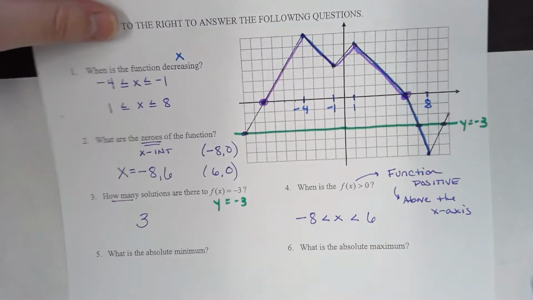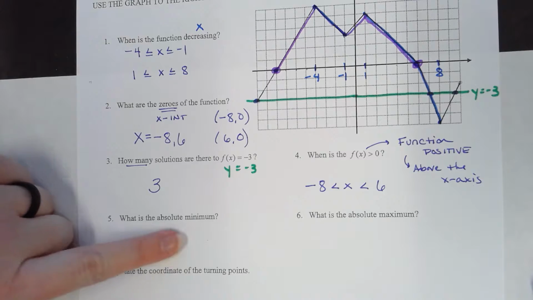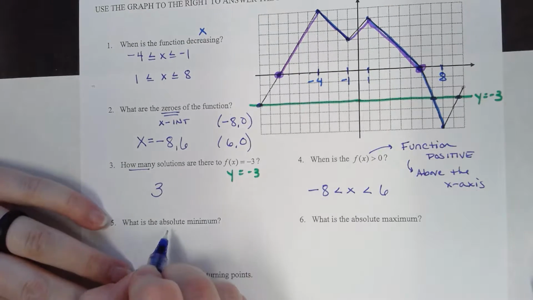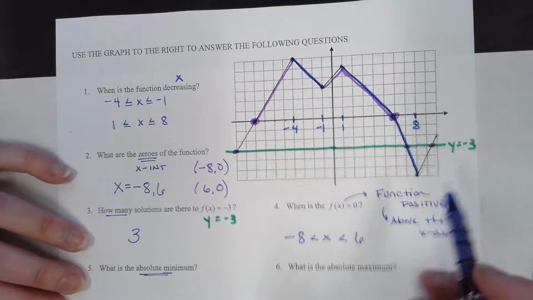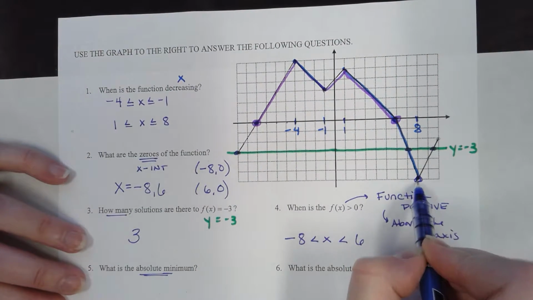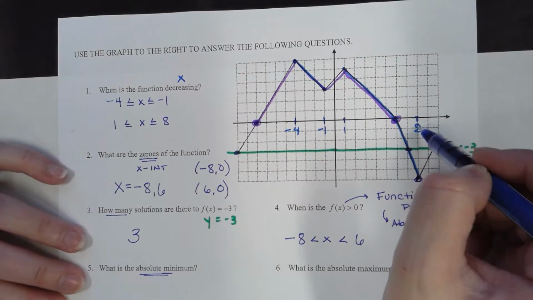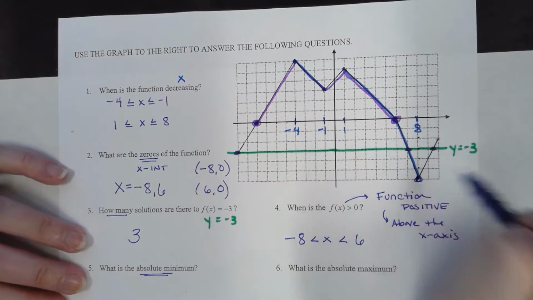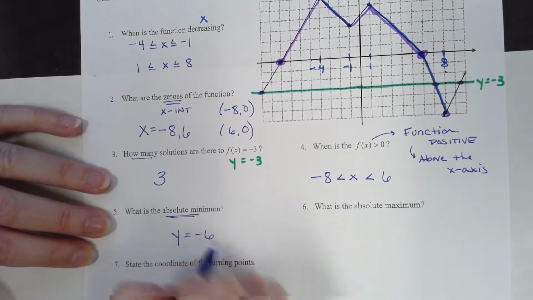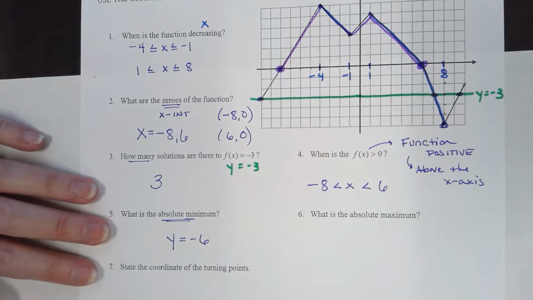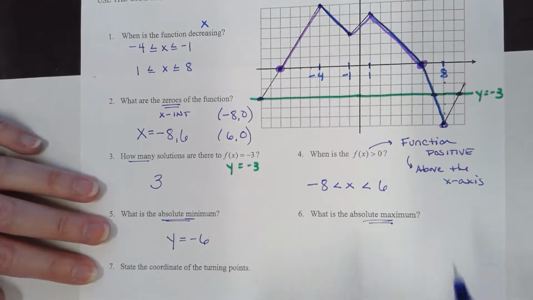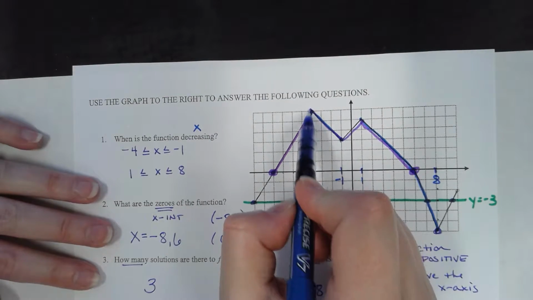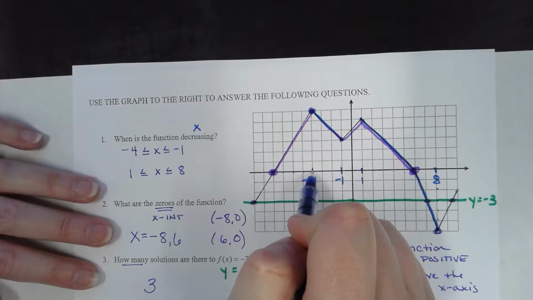Okay, number 5. What is the absolute minimum? So this means you want the lowest point on the graph. There's only one. So you want to go find the lowest point on the graph, and I want to know how low is it. 1, 2, 3, 4, 5, 6. That's at -6. That is the lowest point the graph goes. Absolute maximum is the absolute highest point on the graph. So I want to go find the highest point on my graph, which looks like right here, and how high is it?